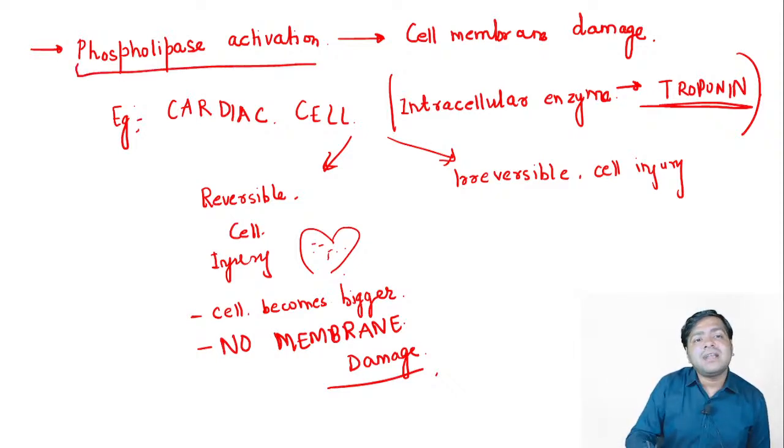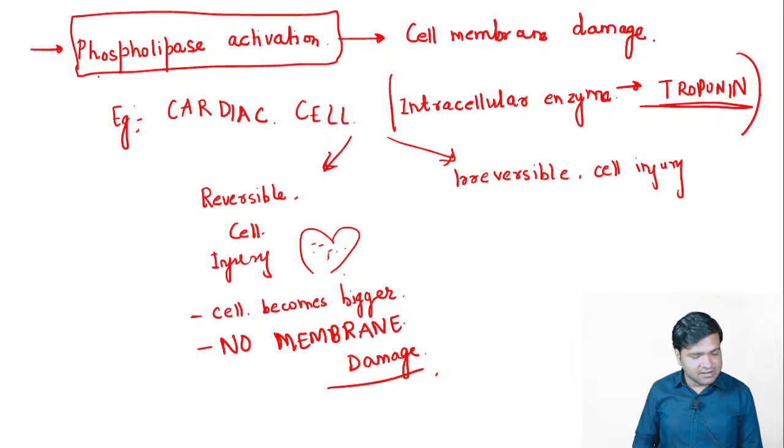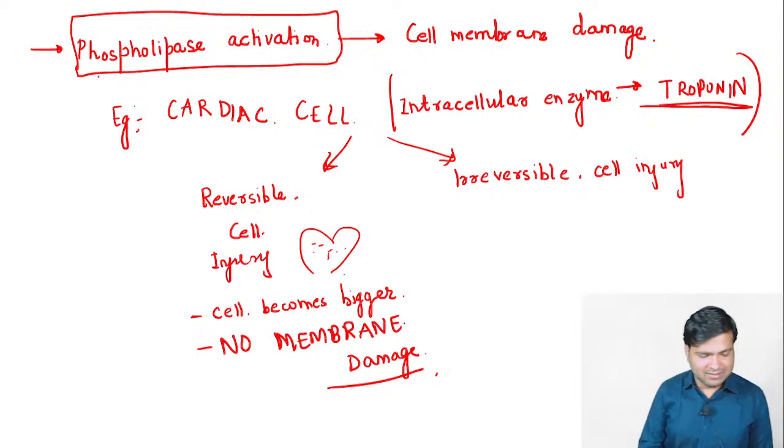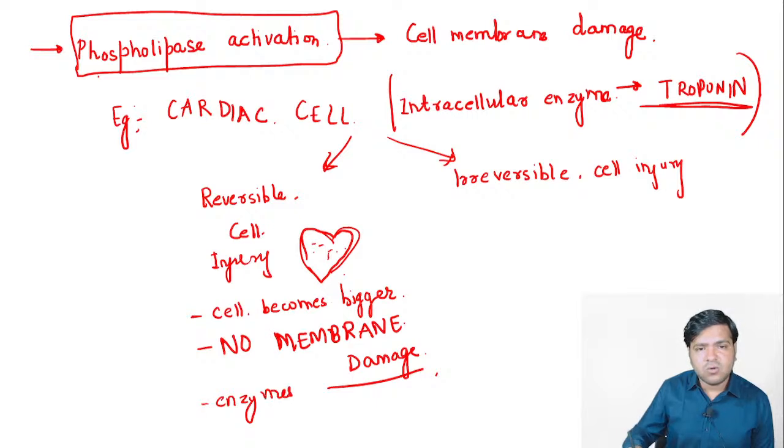Ultimately, there is activation of phospholipase in irreversible cell injury. Yeah, long-term oxygen depletion, less ATP levels. Yes, very good, perfect, Rajesh. Osama, perfect. Now, there is no membrane damage, so the cell architecture is preserved. What will happen? Enzymes won't leak out.